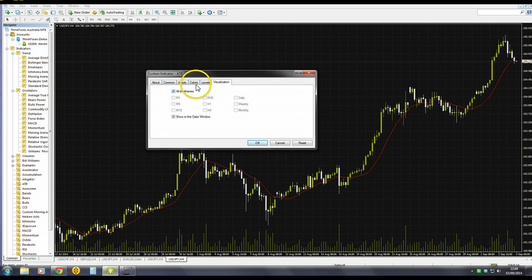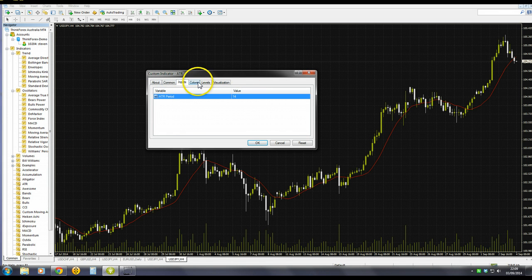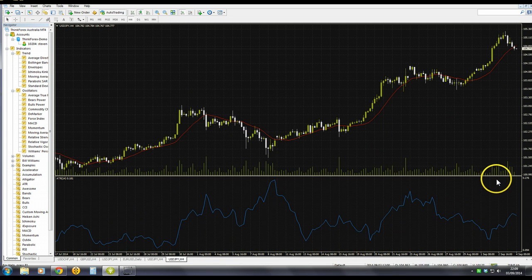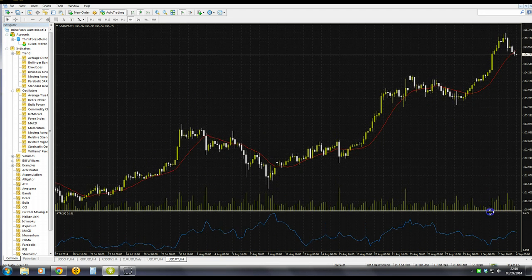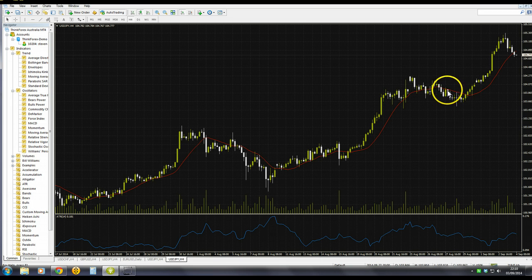Another one you might use is the average true range, and keep that set at 14. What this does is it measures the average true range of the movements over the last 14 candles. This will tell you how many pips you might expect on a candle's movement. It's good for take profit factors.